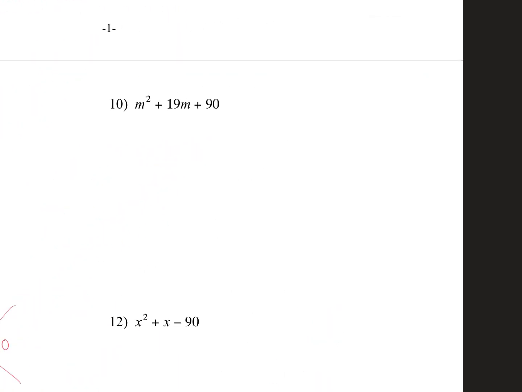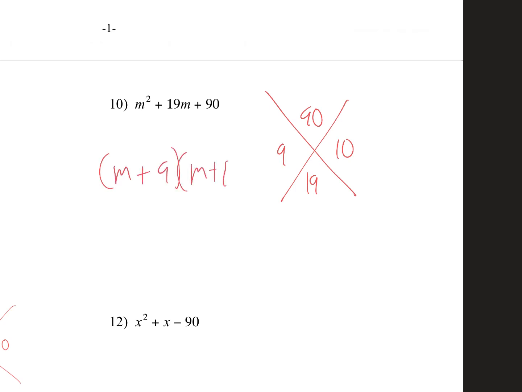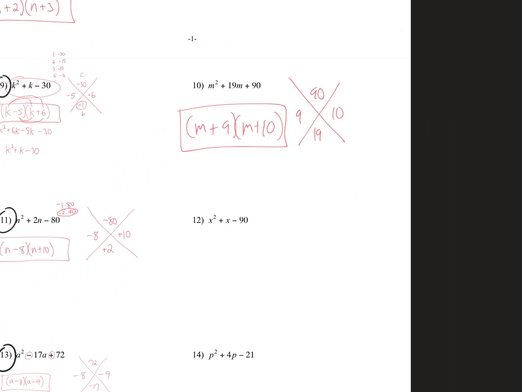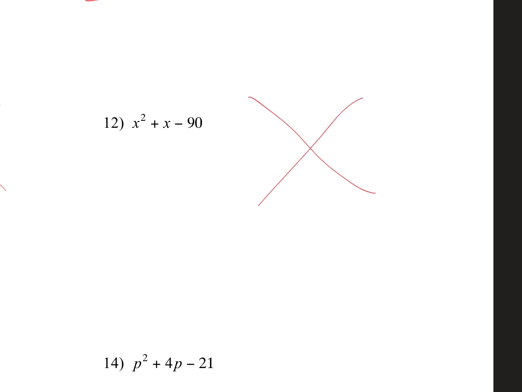Okay, let's fill in our diamonds here. So for number 10, we had 90 and 19. It should be 9 and 10, which means we have m plus 9 times m plus 10. And that should be the correct answer for this one. That was number 10. Number 12, we got 90 again.